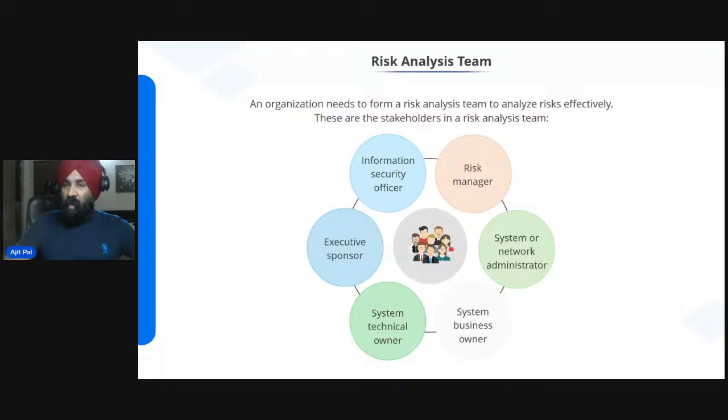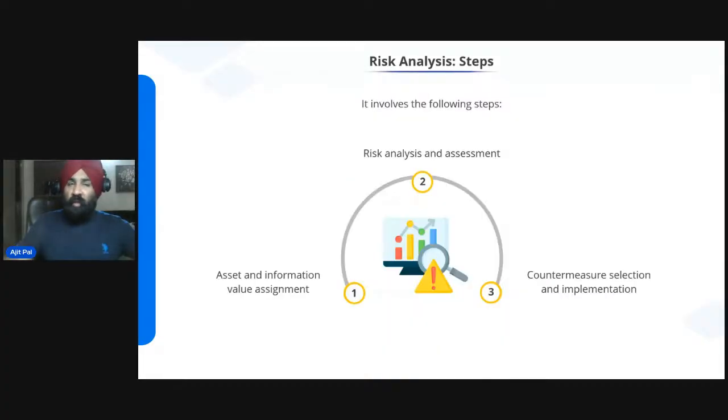So the owner will decide what the value will be, what the threats and vulnerabilities are, and what the likelihood and impact of it will be. When I say risk analysis steps, the first one is asset and information value assignment, then risk analysis and assessment, and then countermeasure selection and implementation. So these are the three steps.